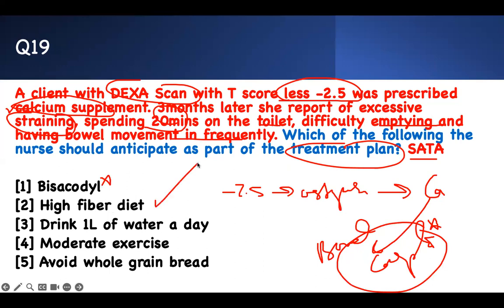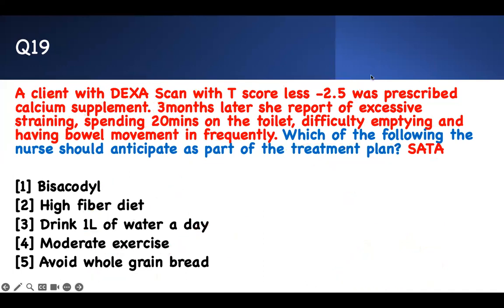High fiber diet. Excellent. 1 liter of water a day is not enough. I need you to do 2 to 3 liters a day. Moderate exercise. Excellent. Avoid whole grain bread? No, I want you to eat them, not white bread. So 2 and 4 are your right answer. Good question. That requires a lot of thinking, but I know you can get it done.